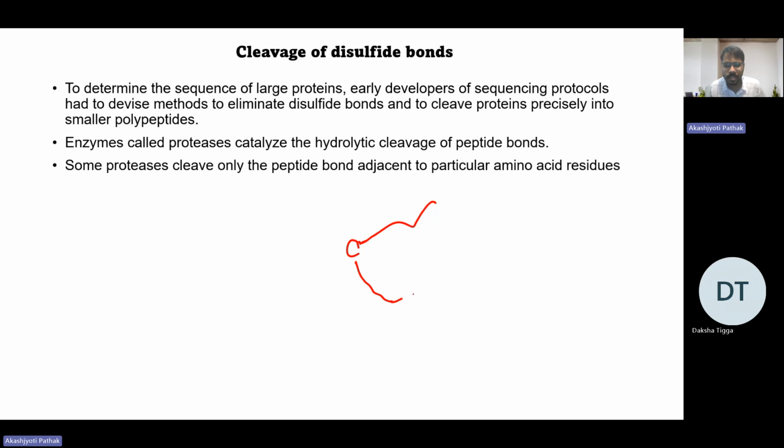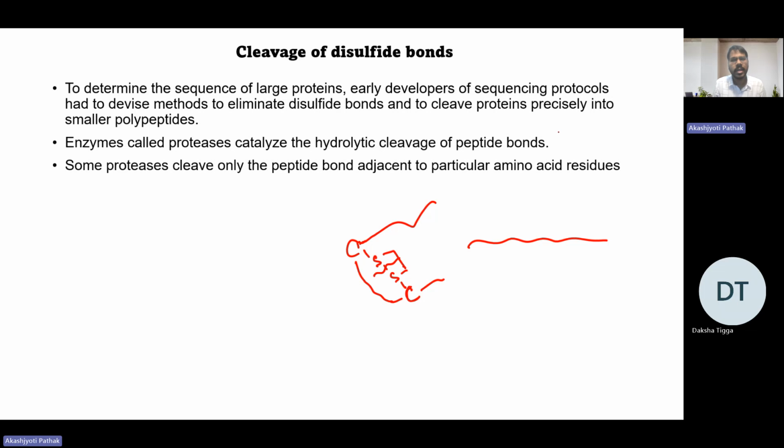there are multiple cysteine residues in insulin, and one of the cysteine residues can form a covalent bond with the other cysteine residue. So there is a disulfide bond which covalently links one region of the protein with the other region of the protein and folds the protein. So if you want to sequence the protein, you have to cleave this disulfide bond so that you can get a linear peptide.